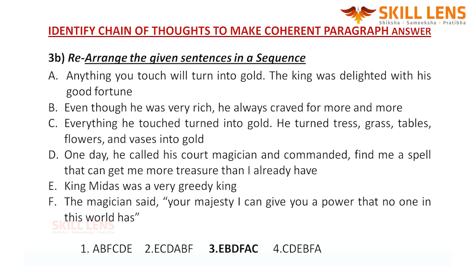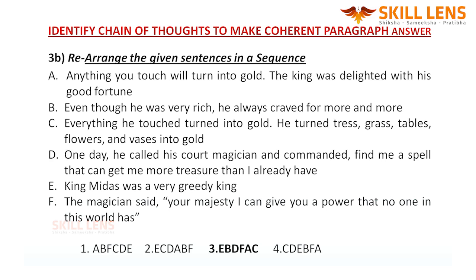Sentence B gives us more information on how greedy he was. Even though he was very rich, he always craved for more and more. Following that will be sentence D. One day he called his court magician and commanded.